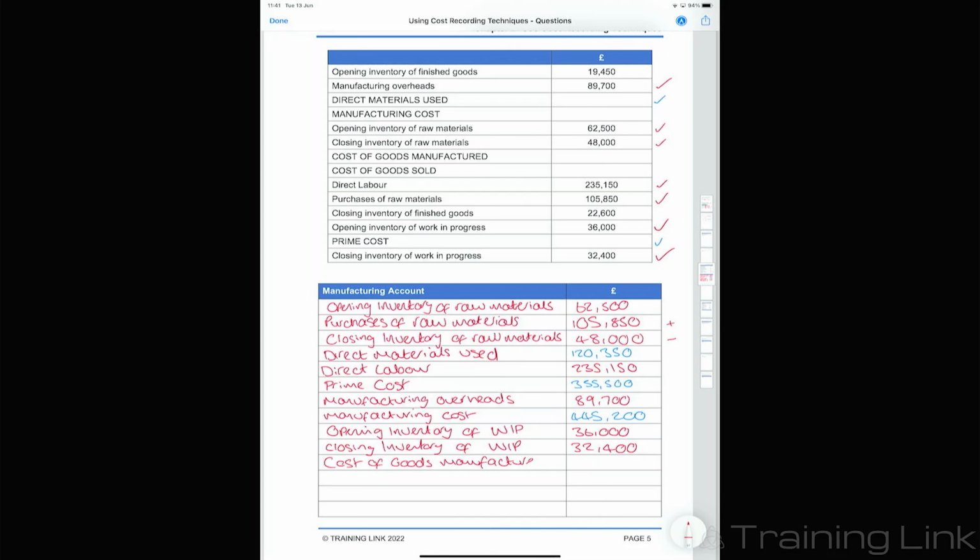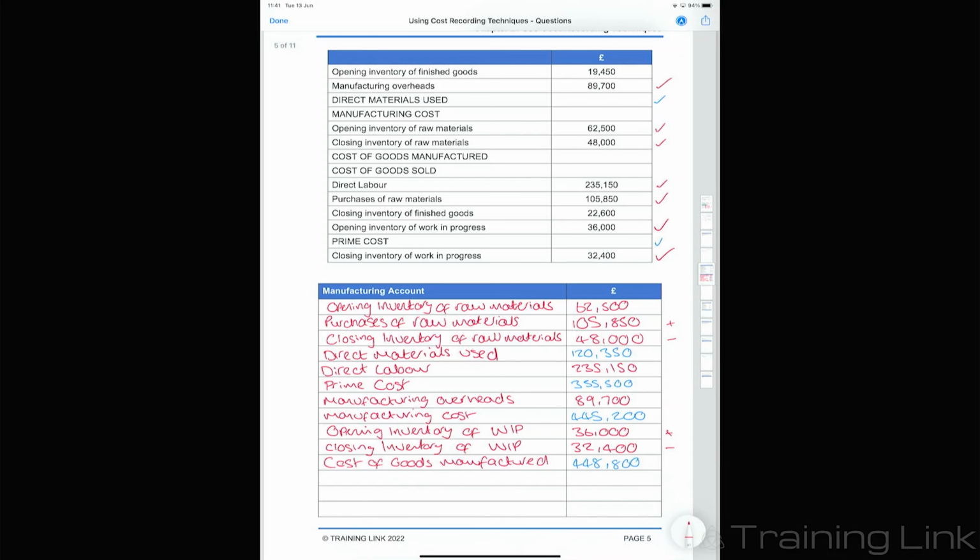Now what we need to remember to do here is, when we're working out our opening inventory and closing inventory figures, we take the manufacturing cost there of 445,200. We need to add our opening inventory of 36,000, and then we need to minus the closing inventory figure of 32,400. Okay, what that should give you is a figure of 448,800.